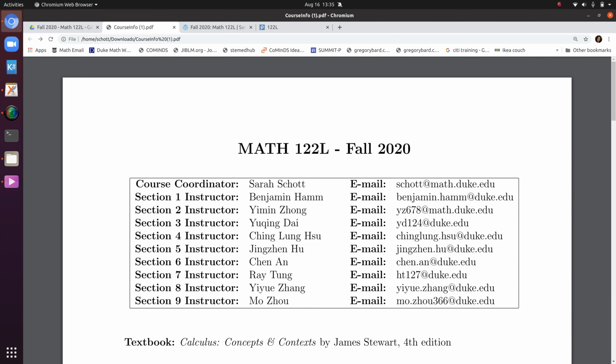Hi everyone, I just wanted to give you some general information about the course as well as some policies for this semester. So one thing to discuss first of all is the name of the course, Math 122L.